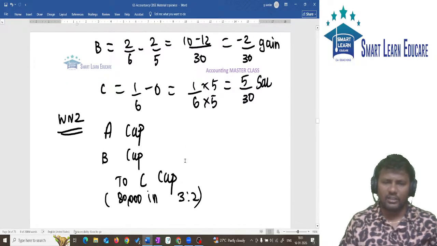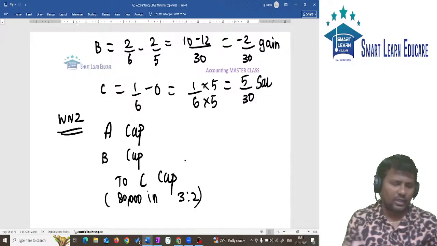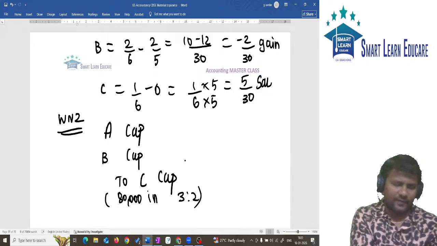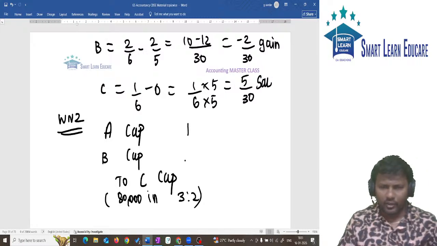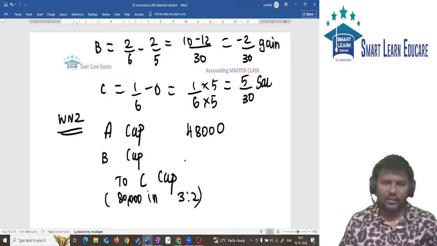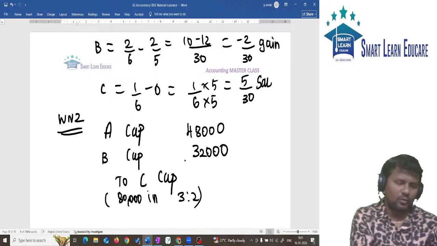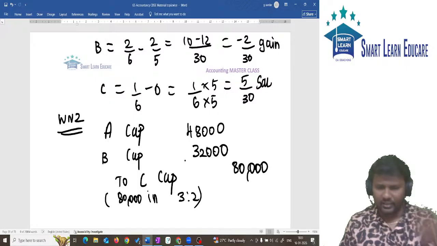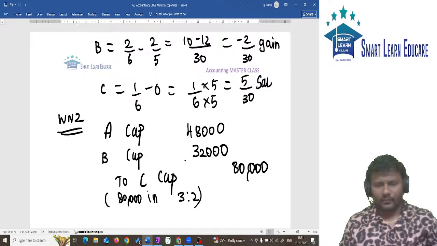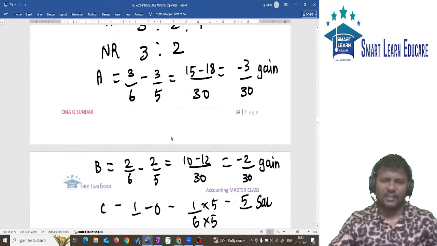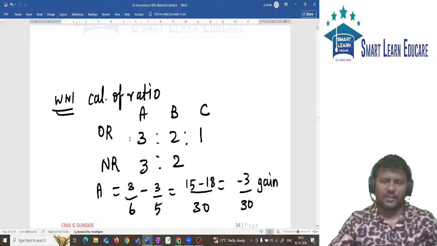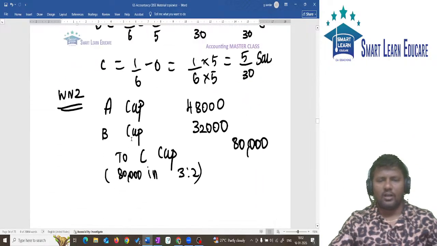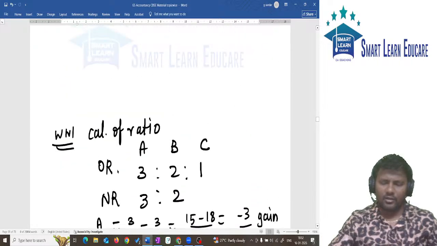If you share 80,000 in the 3:2 ratio, what answer will you get? 80,000 divided by 5 into 3 will give you 48,000, and the other partner 32,000. So 48,000 plus 32,000 gives the 80,000 total, to C's capital account 80,000. The goodwill entry is also posted. So first we calculated the ratio, and using the ratio we made the goodwill entry.